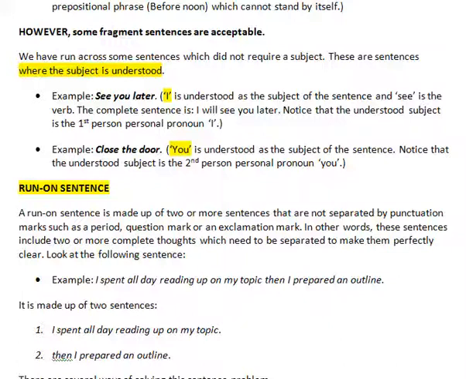However, some fragment sentences are acceptable. We've run across some sentences which did not require a subject. These are sentences where the subject is understood. Example: see you later. I is understood as the subject of the sentence and see is the verb. The complete sentence is, I will see you later. Notice that the understood subject is the first person personal pronoun I. Example: close the door. You is understood as the subject of the sentence. Notice that the understood subject is the second person personal pronoun you.